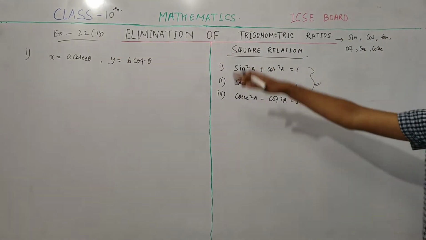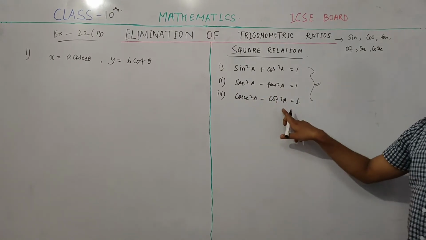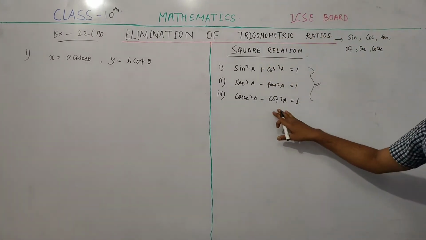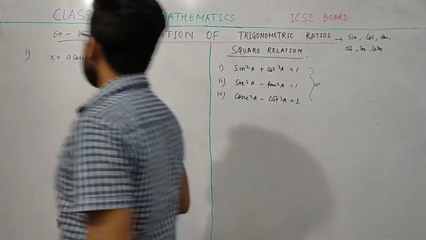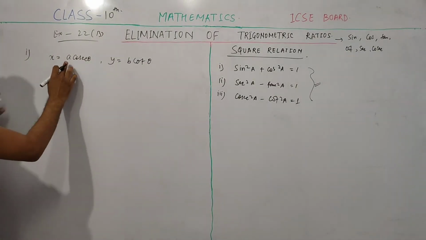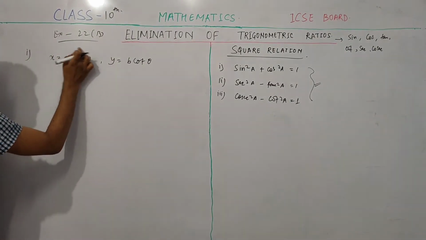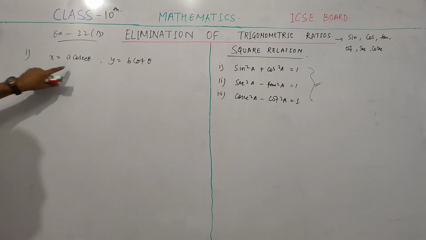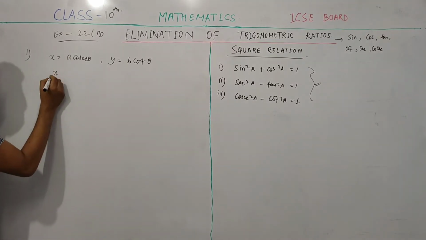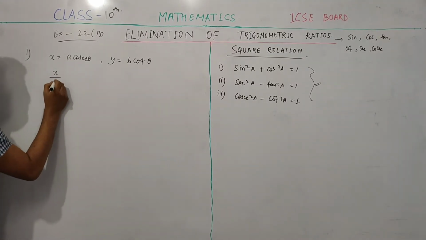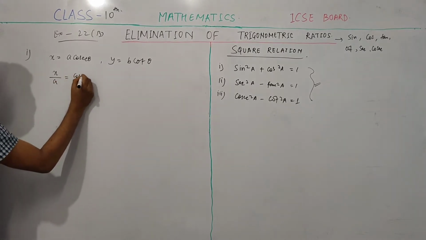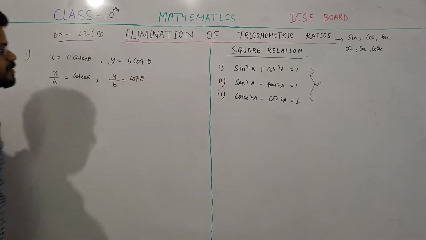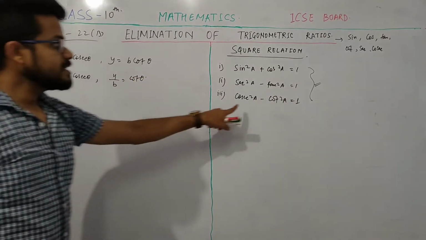Which relation do I use there? This is cosec square theta minus cot square theta. So I try to convert this into this relation. Okay, so simply I take a square firstly. How do I take a square? Firstly, the coefficient of cosec theta is a. So simply I make this coefficient 1. So I bring a to the left hand side. So I write here x by a is equal to cosec theta and y by b is equal to cot theta.